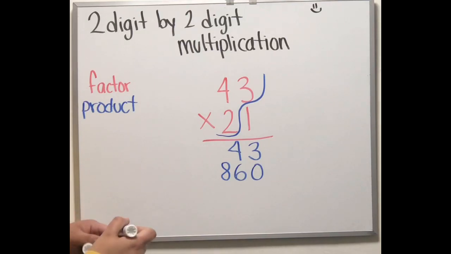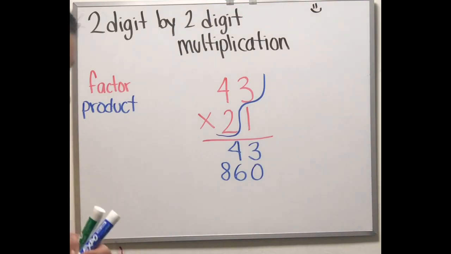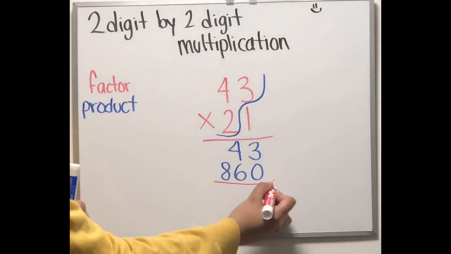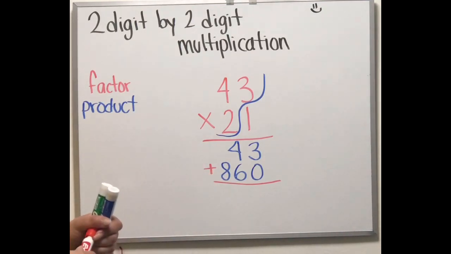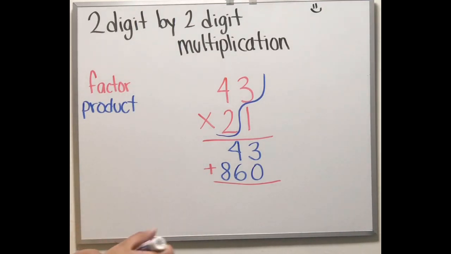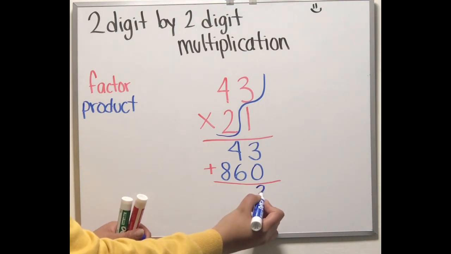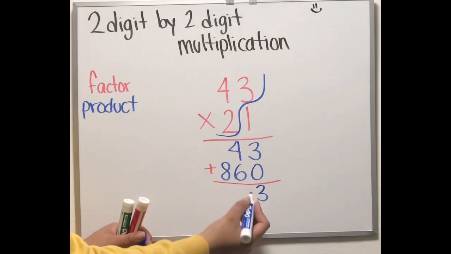Okay, so now here's the tricky part. Now we do multiplication, but for these kinds of multiplications, we also use addition. So for the addition part, you go ahead and put a line right here, and then your addition sign. Now the way you solve it is you add. So that will be 3 plus 0, which is 3. And then 4 plus 6, which is 10.